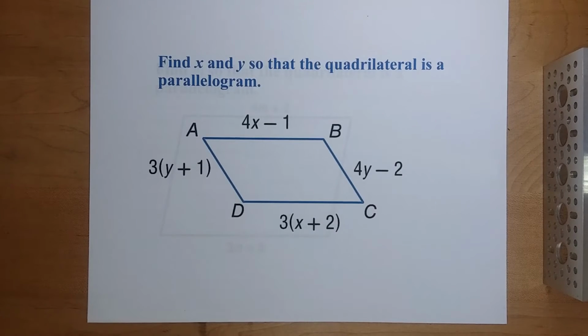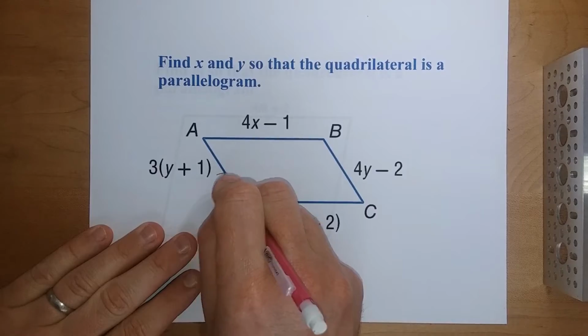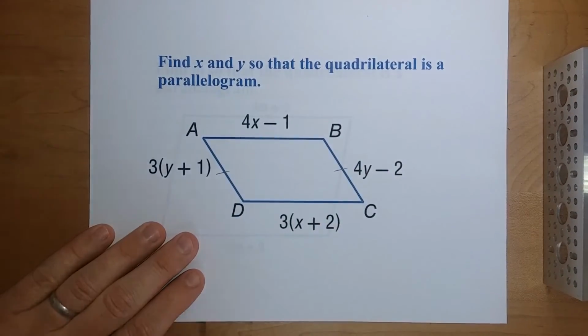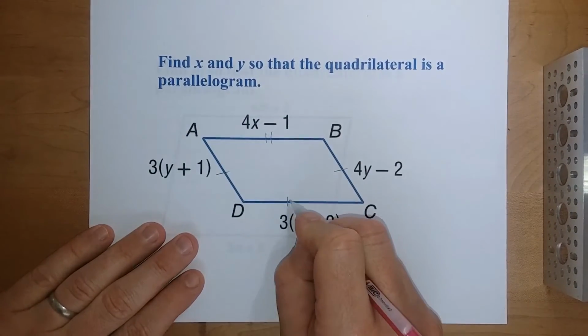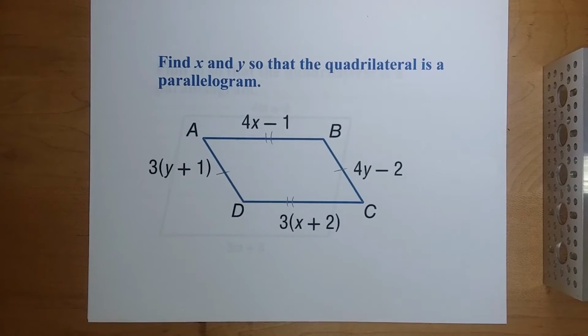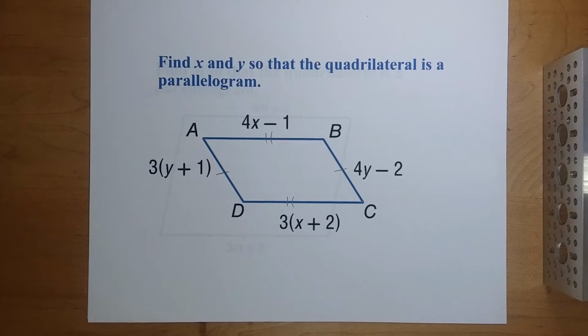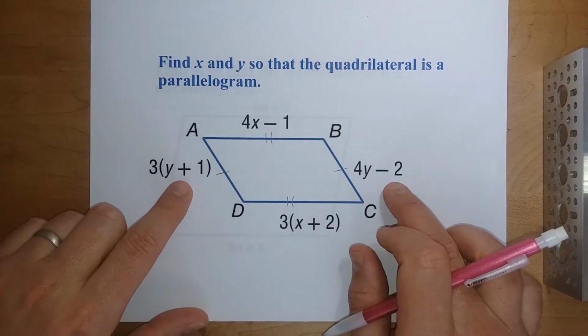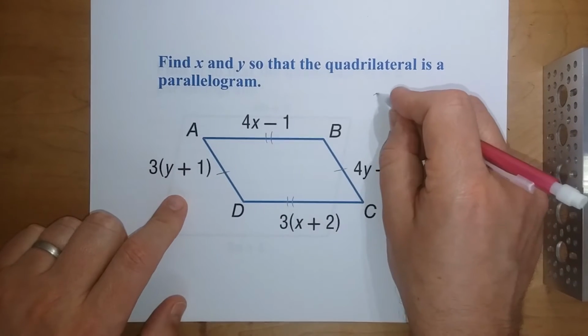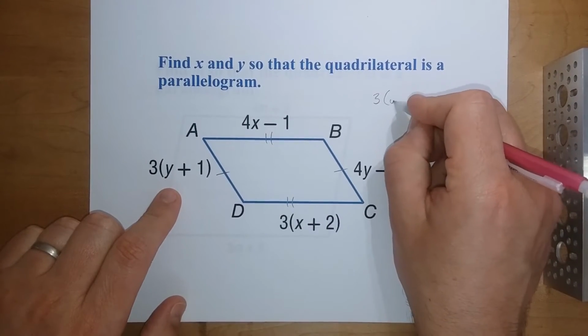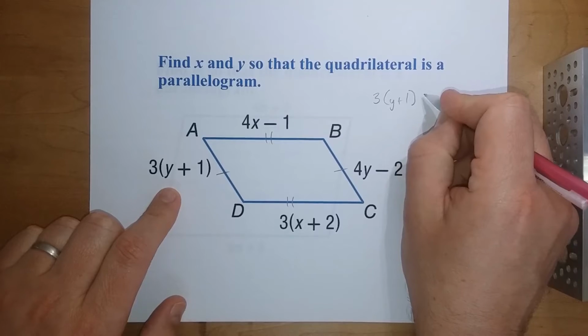Here. Could we find x and y so that the quadrilateral is a parallelogram? If this is going to be a parallelogram, you should go ahead and mark the things that you know are going to have to be true. Now we could mark things about the angles as well, but these expressions all represent sides of the parallelogram. So I'm just going to mark that for now. So hopefully you see this equation here. If these sides are congruent, then these expressions must be equal to one another.